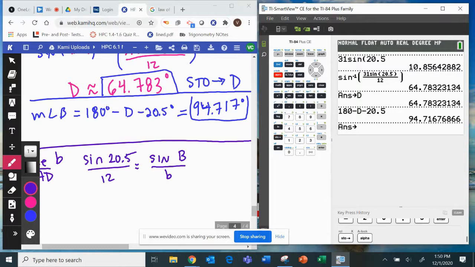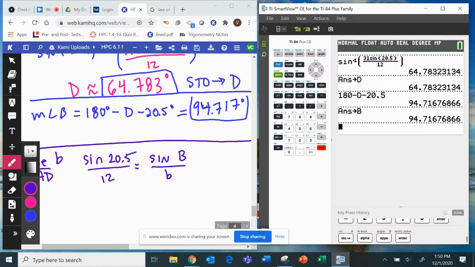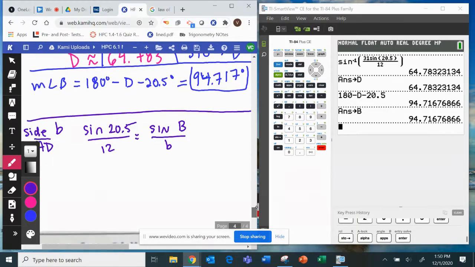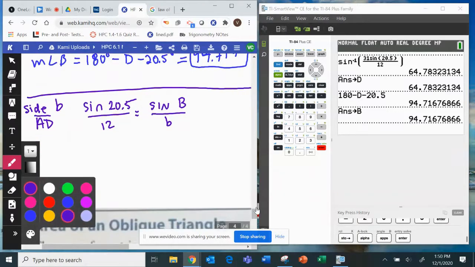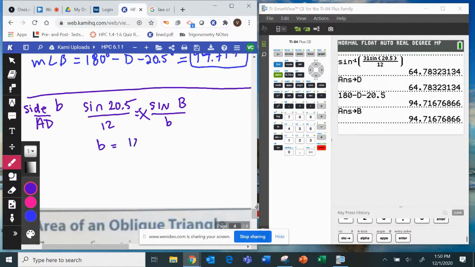Again, you don't have to store these. I'm just practicing with it, so that's why I'm storing it. Cross multiply. We get B is equal to 12 sine capital B over sine 20.5.